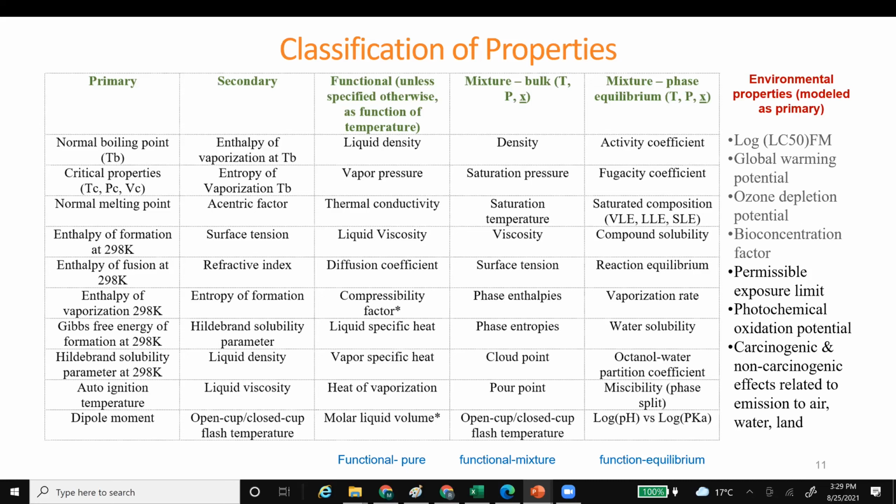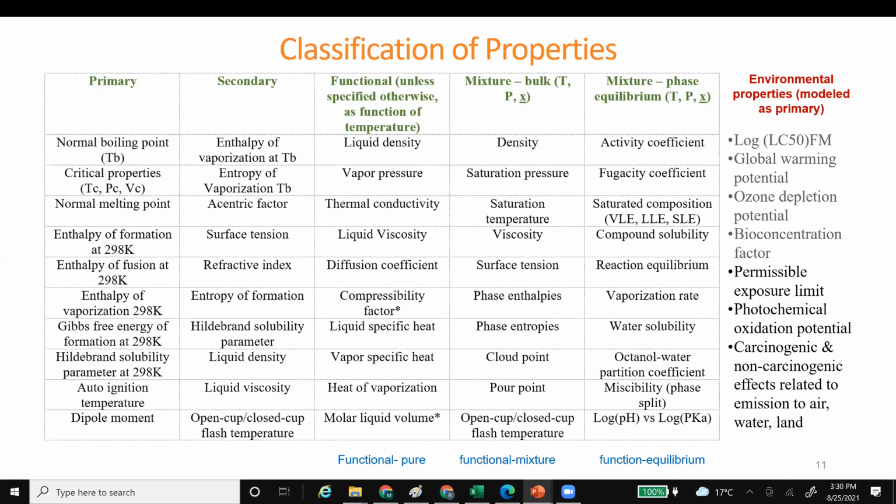And then the second last column on the right is the phase equilibrium related properties, because we may have liquid and vapor in equilibrium. Then there are properties related to that. So those can be related to just physical equilibrium, but also chemical equilibrium, also evaporation rate, water solubility, octanol water partition coefficient. All of these are put under this.